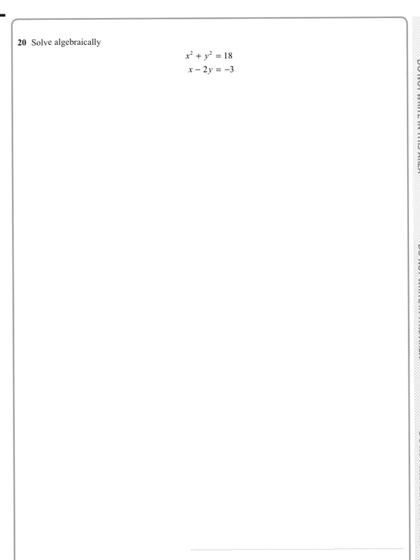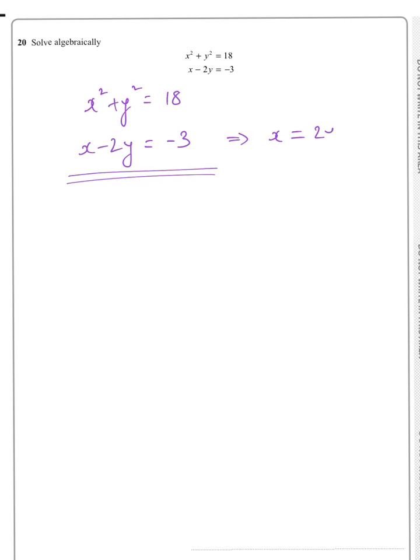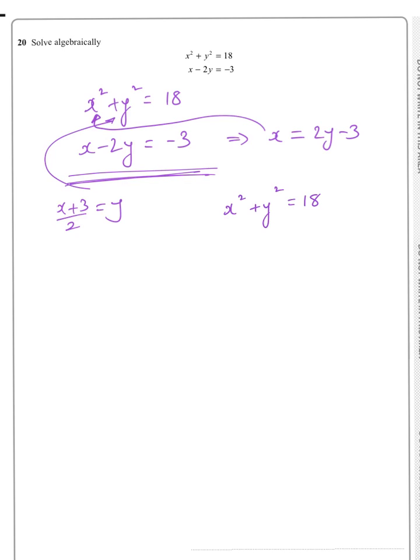Question 20. We've got to solve algebraically x squared plus y squared is 18 and x minus 2y equals minus 3. What I would do is go from the straight line form, x minus 2y is minus 3, rearrange that in terms of x, and then substitute into here. Alternatively, you could rearrange this part in terms of y and have (x plus 3) over 2 equals y, and then substitute that in, but that would be a bit more complicated. So we'll have our circular form and our linear form.